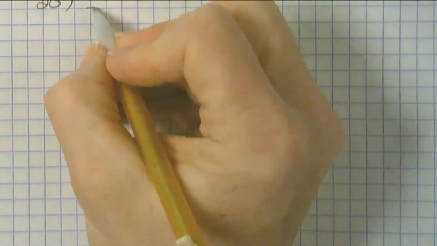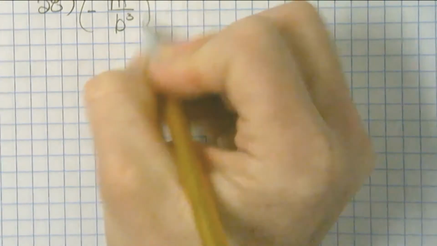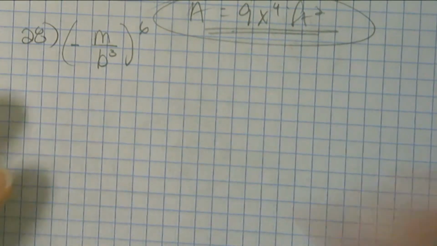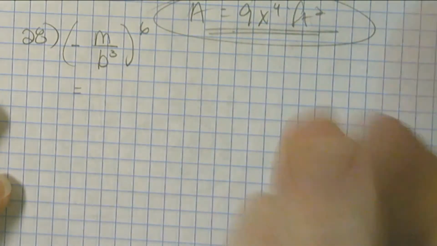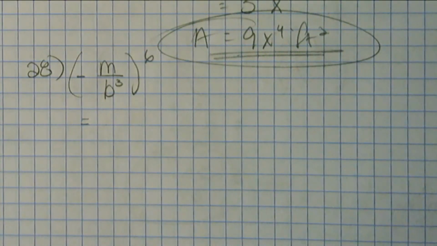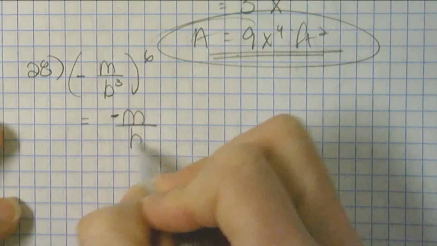All right, 28 said, I have in parentheses negative m over b to the third, all raised to the sixth power. Is this the one you're talking about? You guys, when you have a negative fraction, that negative goes on the numerator or the negative goes on the denominator. Now, because I have b squared in my denominator, that's going to make things more confusing if I throw an m on there, or a negative on there. So I'm just going to put the negative on my numerator.